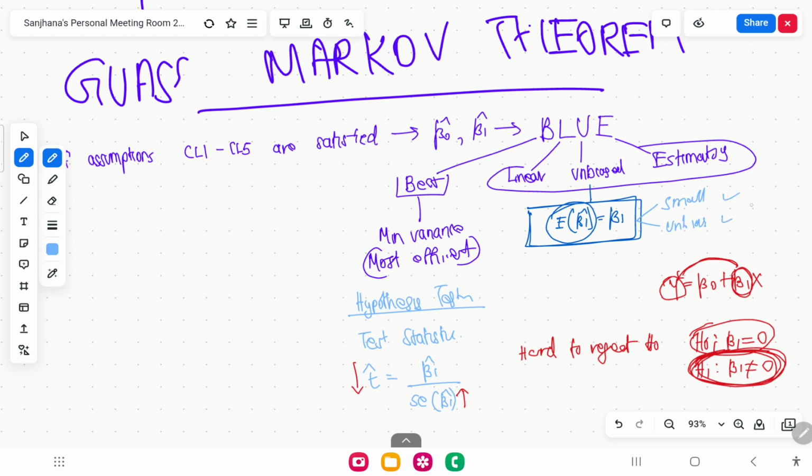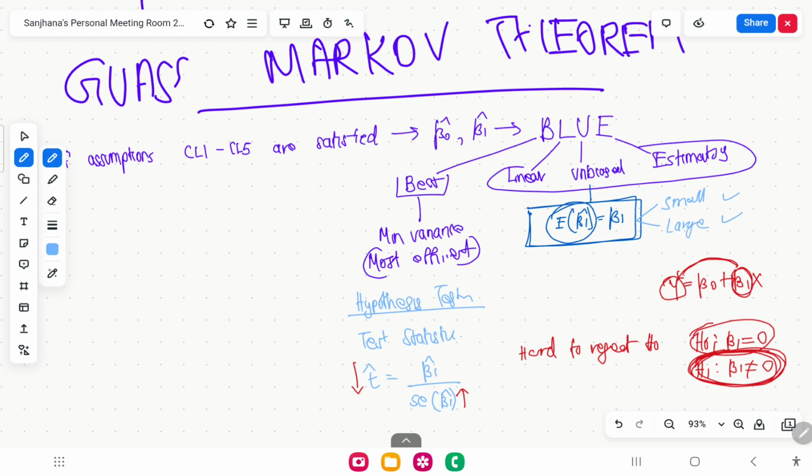But if you take other methods like method of moments or maximum likelihood estimation, when it comes to small samples, this condition might not hold true. That's why we say OLS is one of the best methods, because not only does it satisfy unbiasedness regardless of whether the sample is small or large, it is also considered to give the best estimates, the most efficient, with minimum variance.